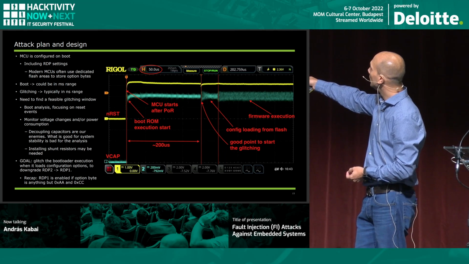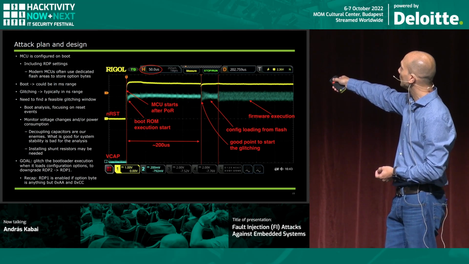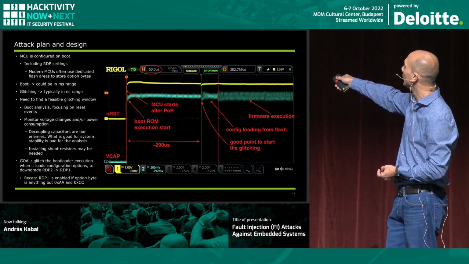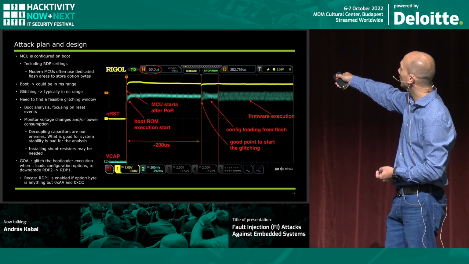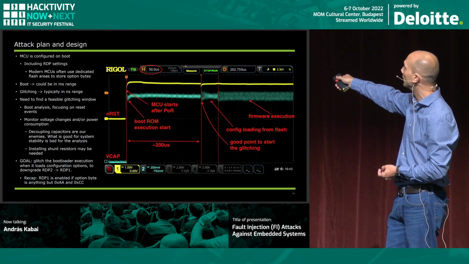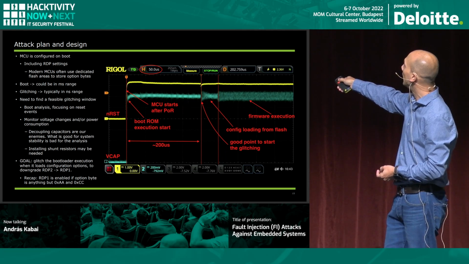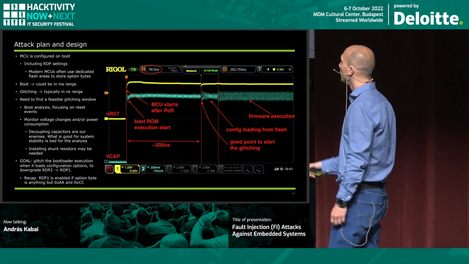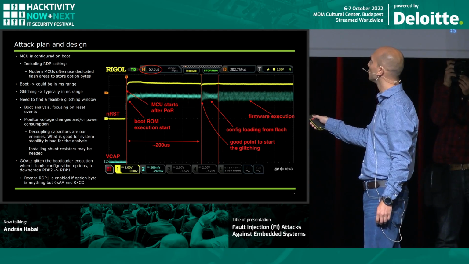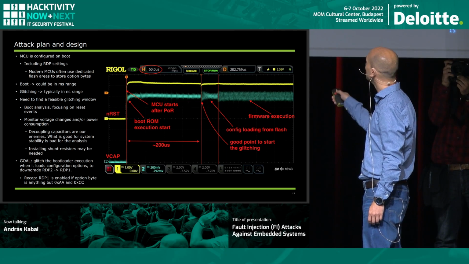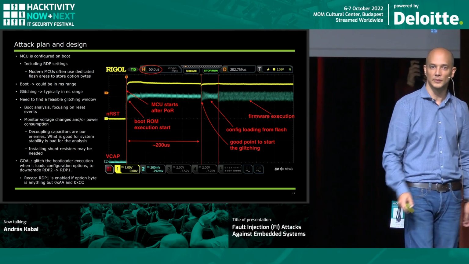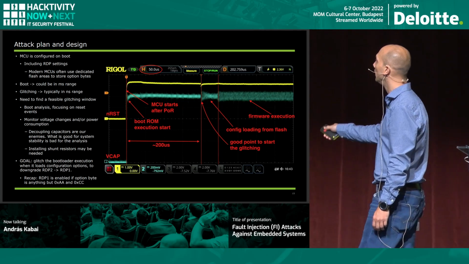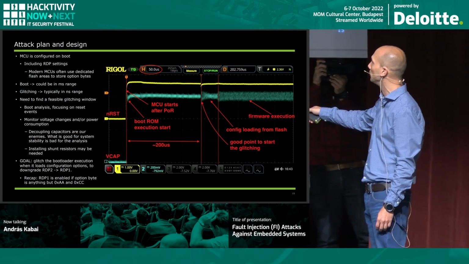So here we know that most probably flash access is happening. Probably it reads the configuration and option bytes here, and after that, if everything is up and running and configured according to the stored settings, the application code, the exact firmware, starts to be executed. From the actual start of execution of the boot ROM to the flash access, we have about 200 microseconds to wait. So this is probably the time we have to wait until we execute the attack.